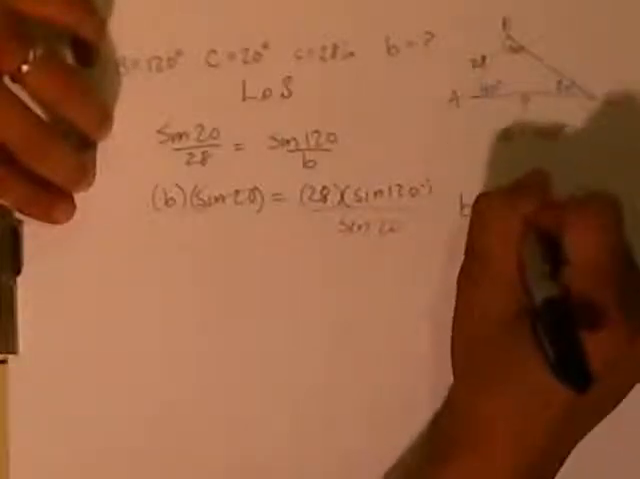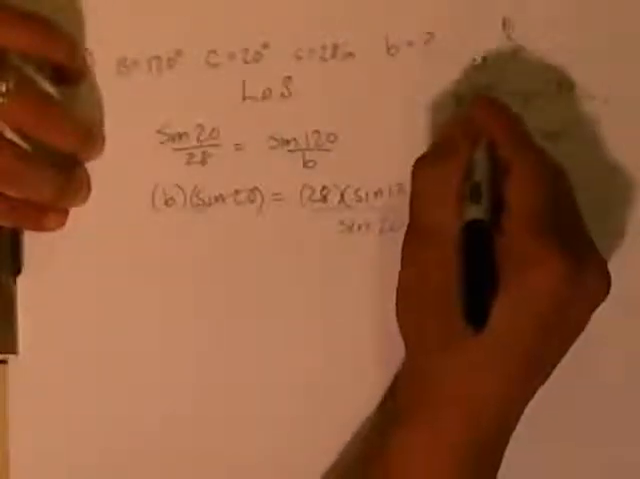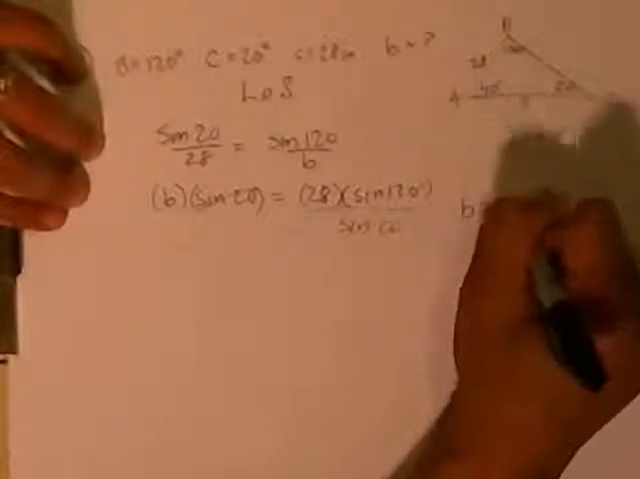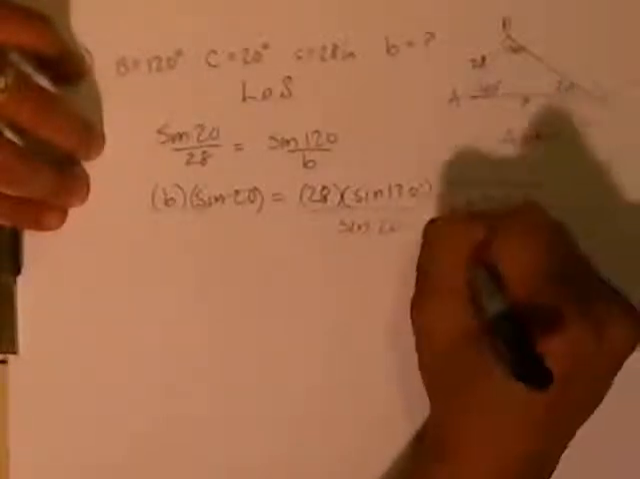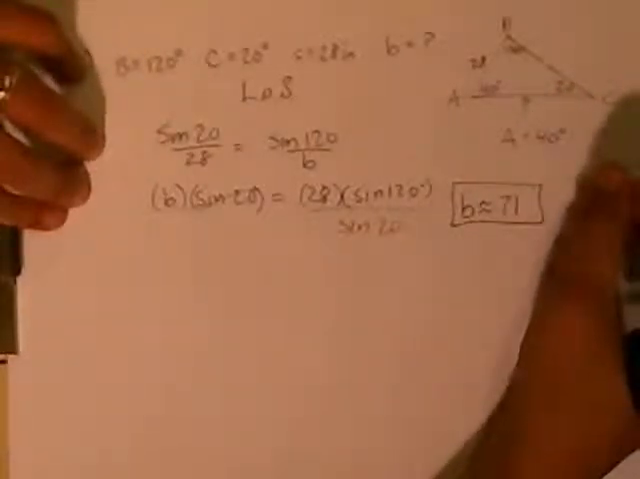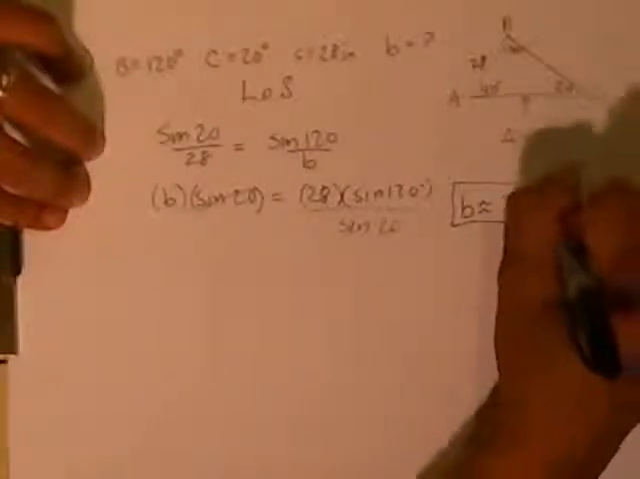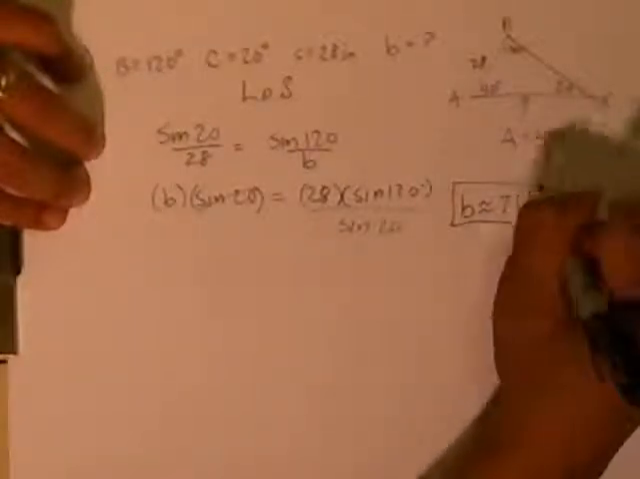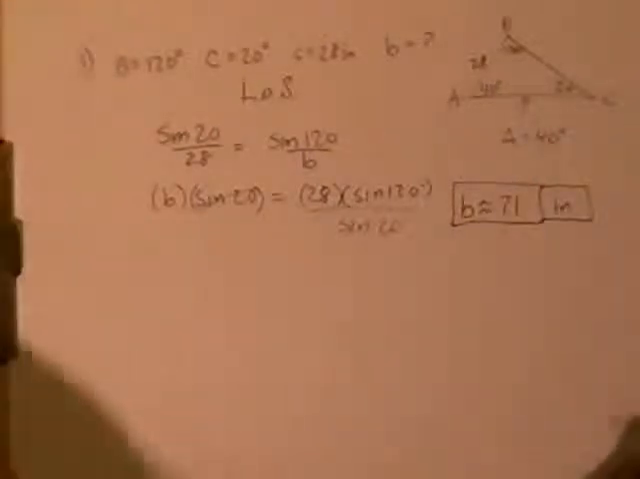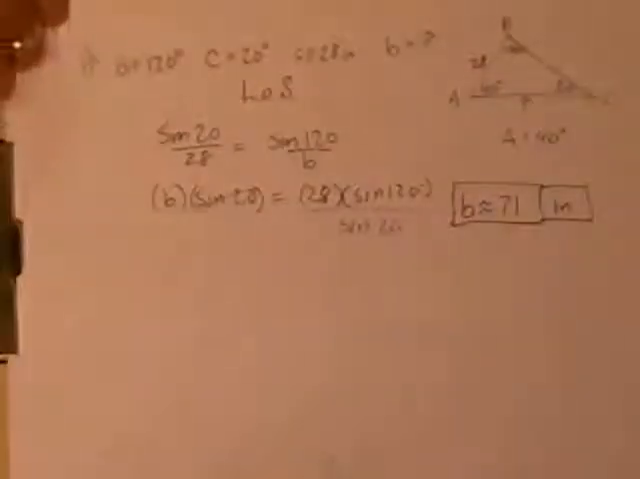B is approximately, since it's 2 significant figures, I'm going to use 71. And I believe, did they use centimeters again? Oh no, they used inches this time. Wow, look at that. So it's approximately 71 inches. Okay. Next problem.